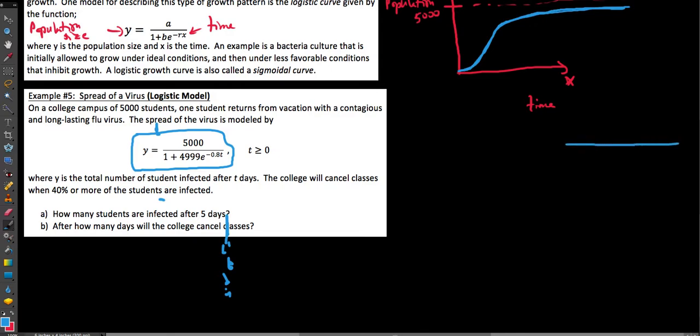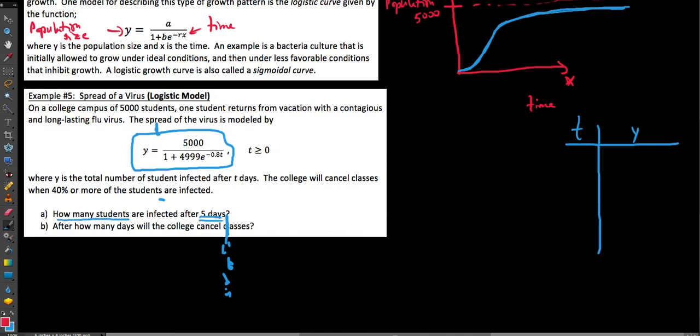This is our best habit we can form when it comes to looking at models. We're going to make a table here and put in our variables. We have time and population, and it's given as this relationship right here. For the first part, how many students are infected after 5 days? Are we looking for y or t? It looks to me like we're given a time, 5 days, and we're asked to find y, how many students are infected.